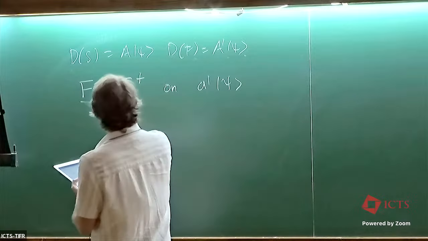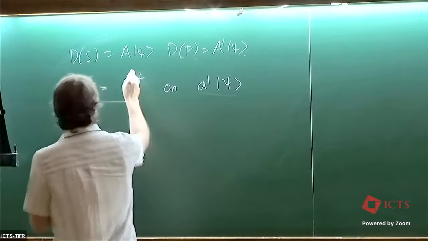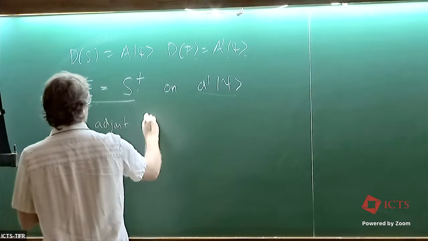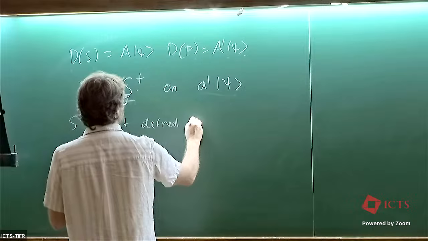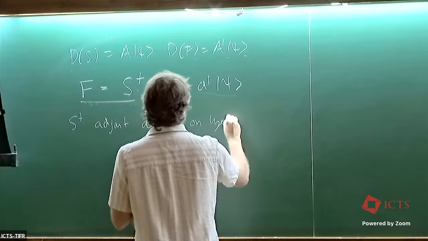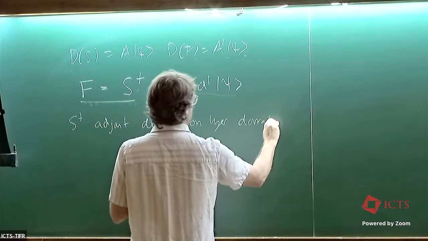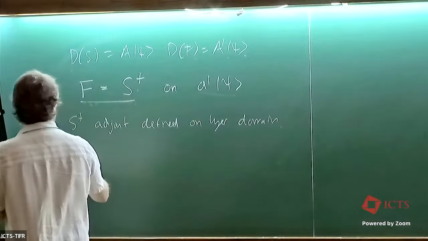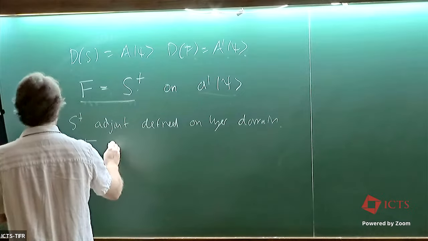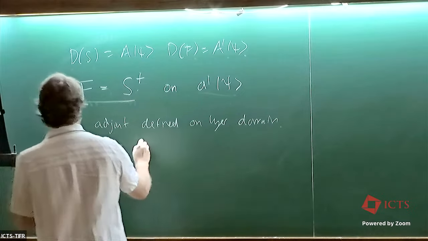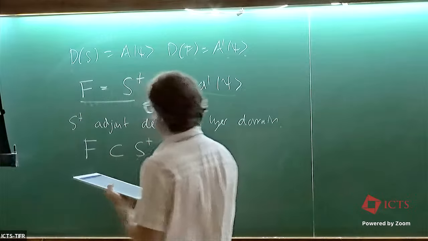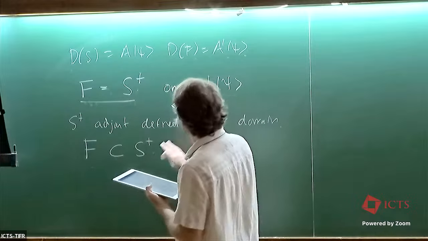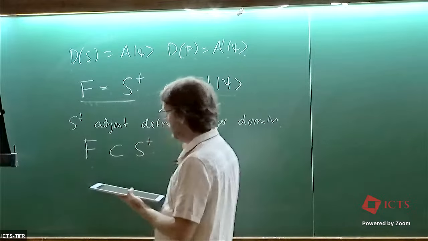And so that's true on this domain, but it turns out the adjoint is defined on a larger domain. So there's some domain that the adjoint is always well defined on. And so what you write is that F dagger, S dagger is an extension of F. So this is what you write when they're equal on some domain, but in general, one is defined on other things as well.